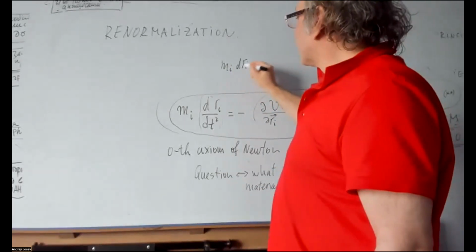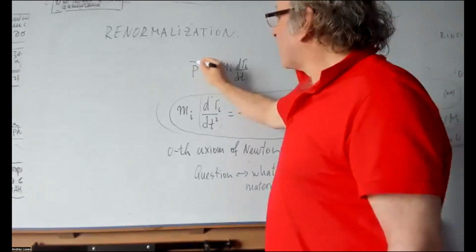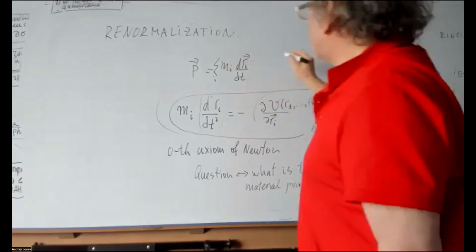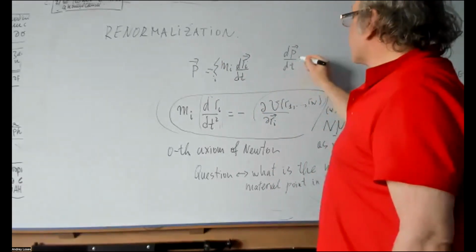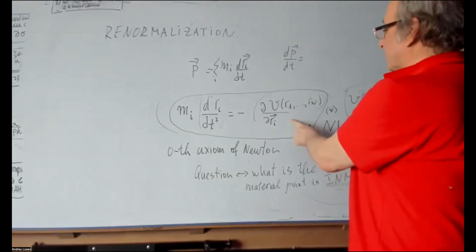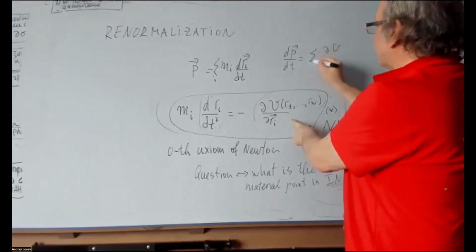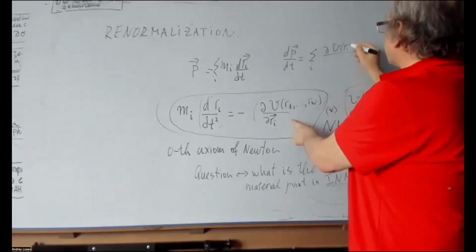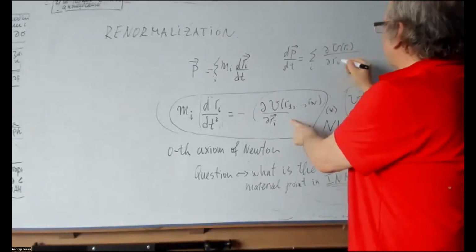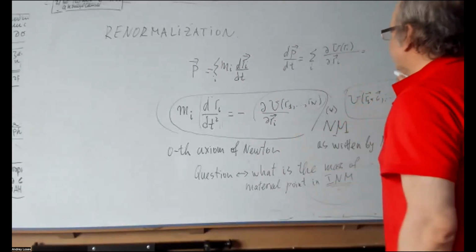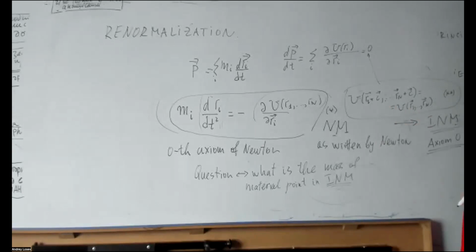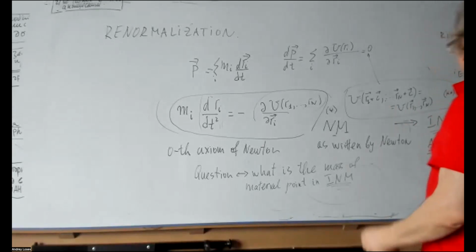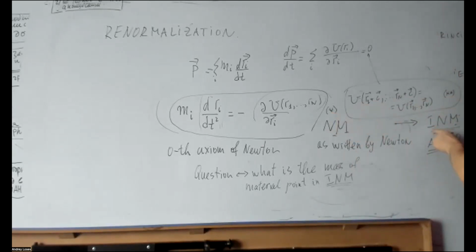Consider this object. Let me call it momentum. Then dp over dt is, I plug this in here, sum over i, U of all r's, d r_i. That is 0 because of this. So star and 2 stars is called improved Newtonian mechanics.